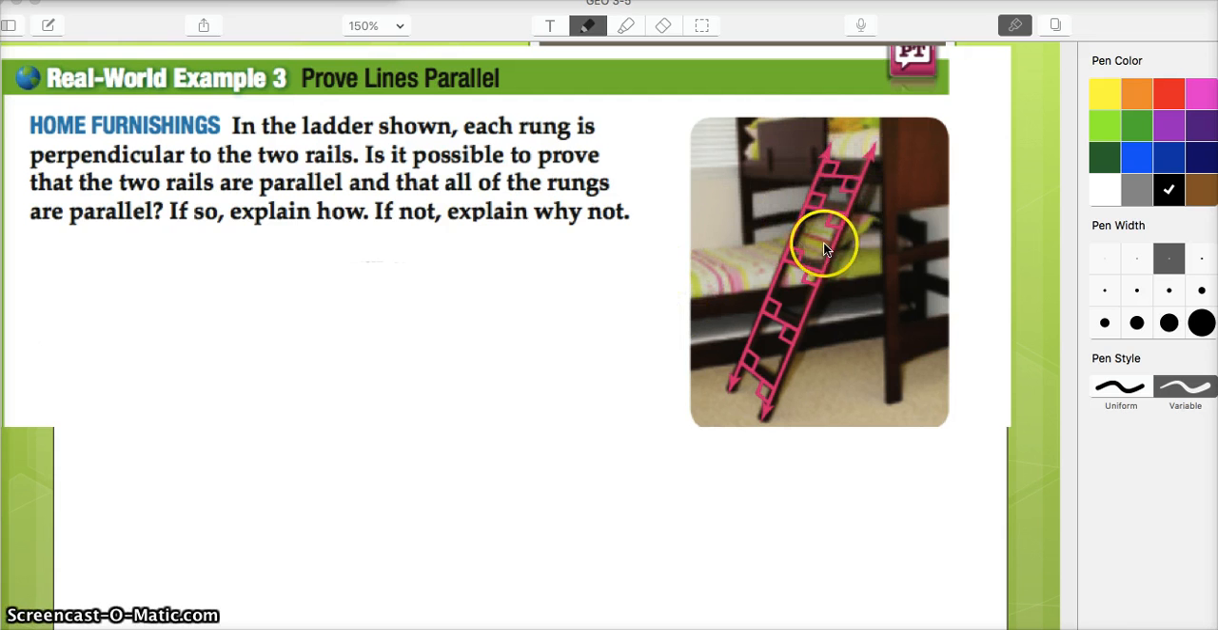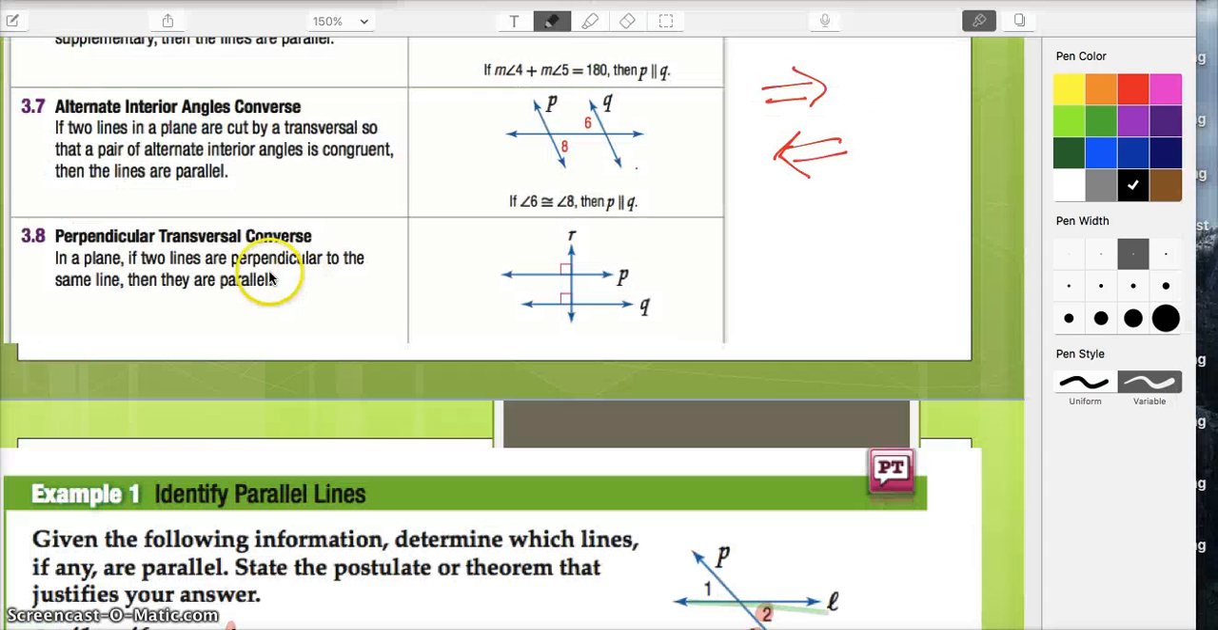Seeing that these lines form right angles, 90 degrees, and are perpendicular, it makes me think about one theorem that we had. So I'm going to go back up and take a look at the perpendicular transversal converse. In a plane, if two lines are perpendicular to the same line, then they are parallel. So I think this is what we would be using. Let's go back to our question.